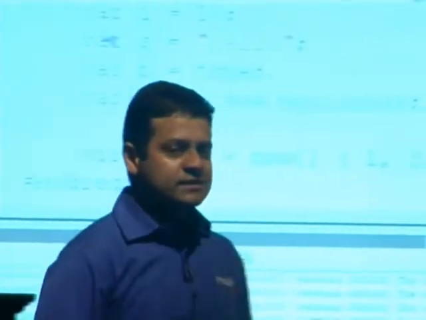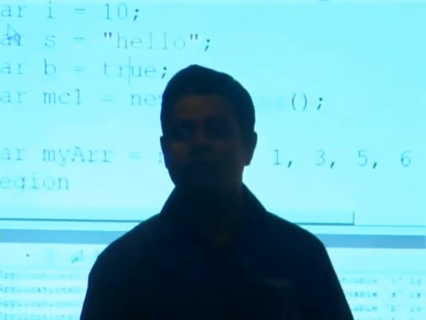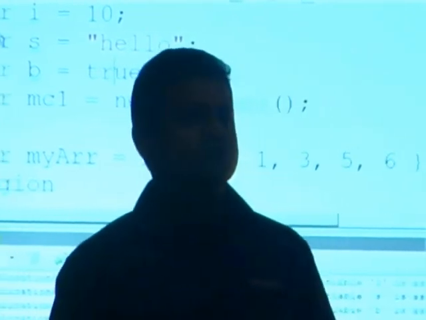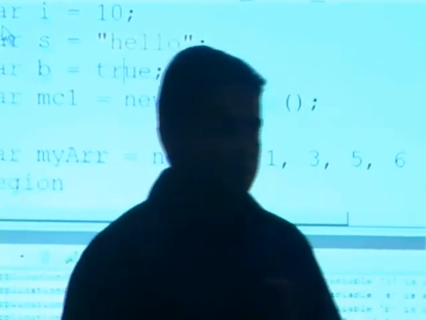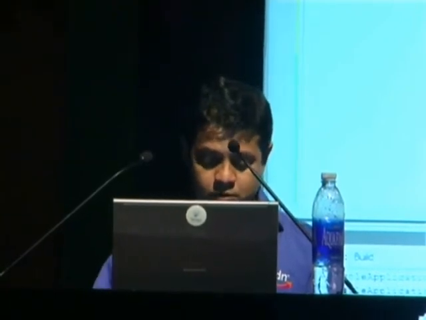Now, the first question that will come to your mind is, does that mean that C# is no longer a strongly typed language? Does that mean that I can now change the type of the variable on the next line? Let's say I want to do something like I is equal to hello, can I do this? What do you think? No.